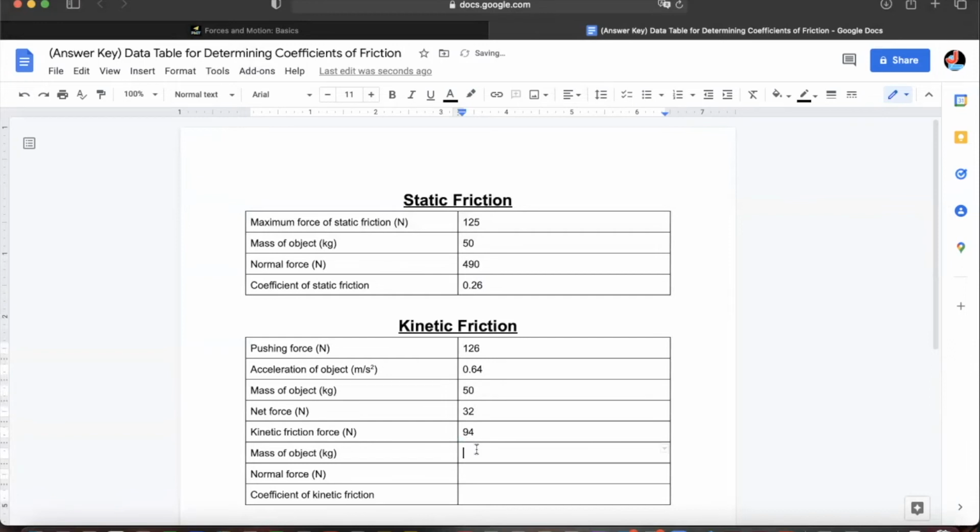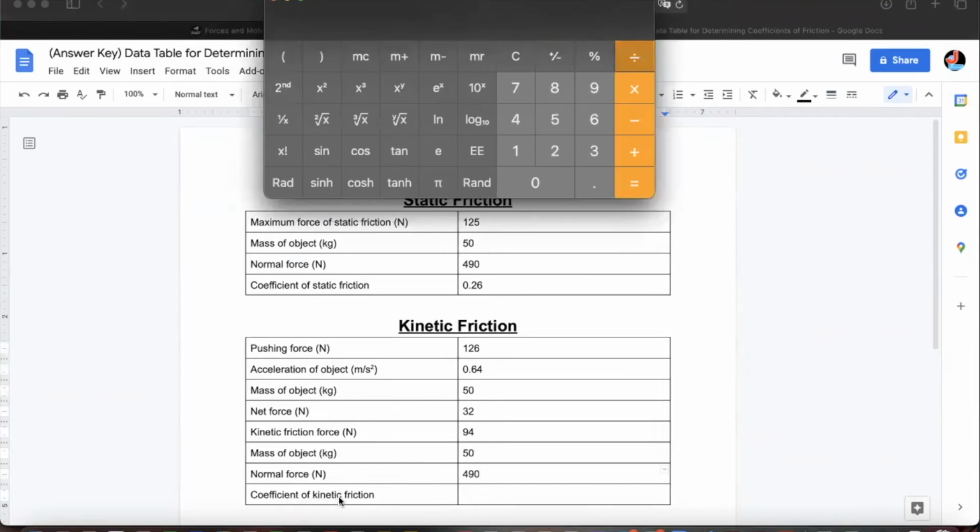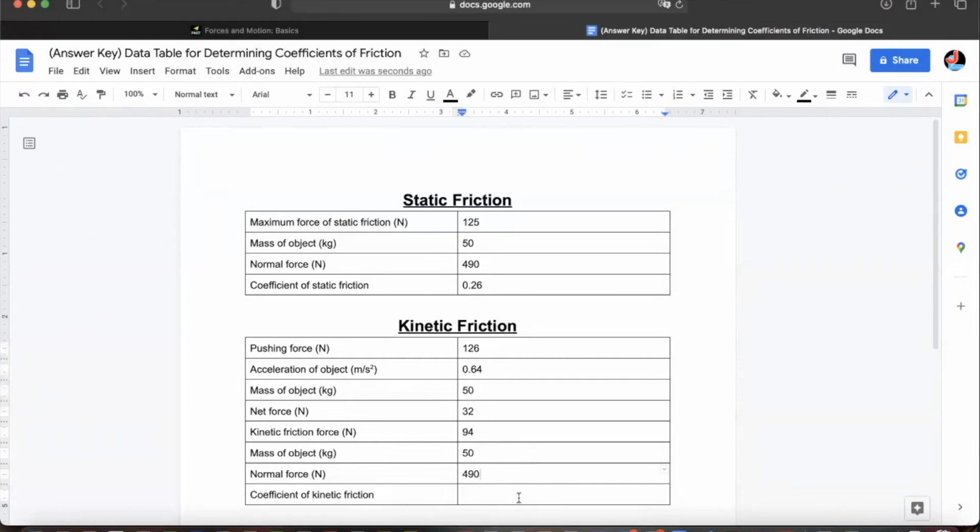All right, the mass of the object is 50. And the normal force is equal to 50 times 9.8, which is 490. And then the coefficient of kinetic friction is equal to the kinetic friction force divided by the normal force. So that is 94 divided by 490, which is approximately 0.19. All right, so these are all of the answers. And now we are finished with the lab.